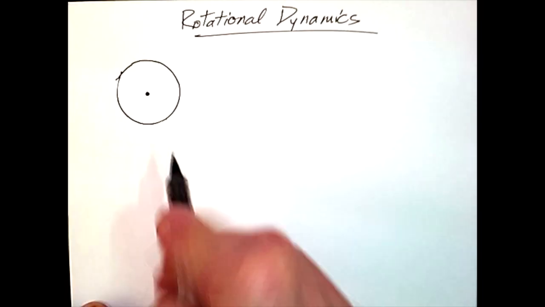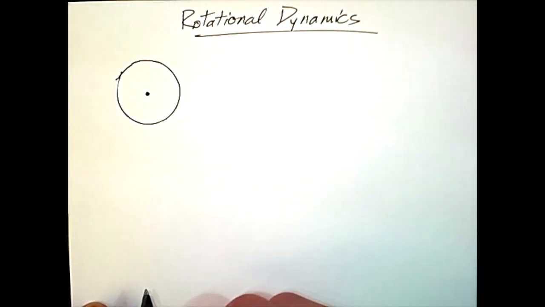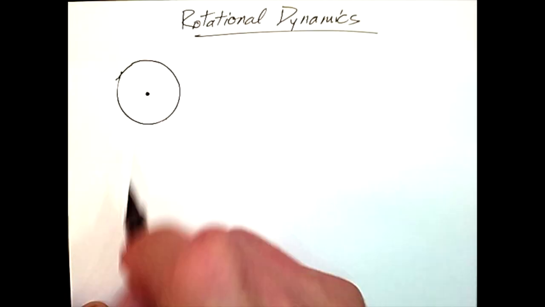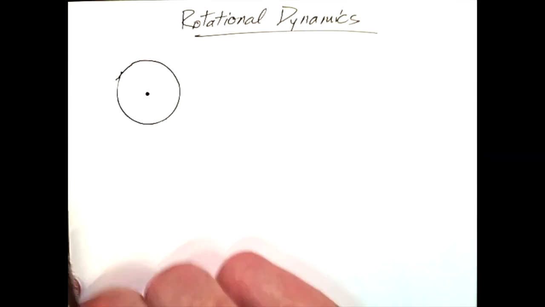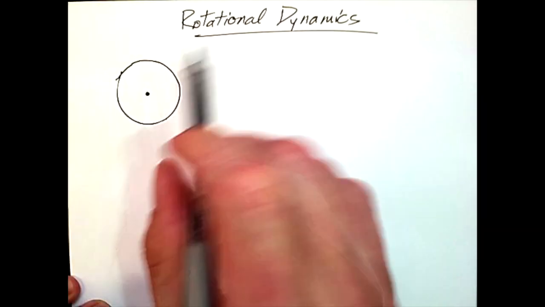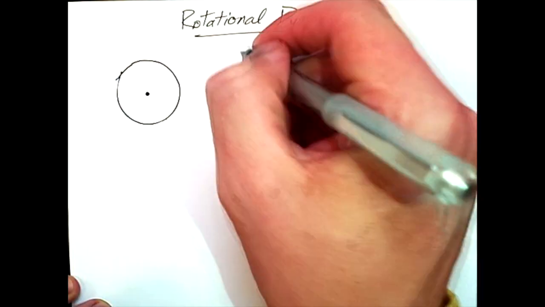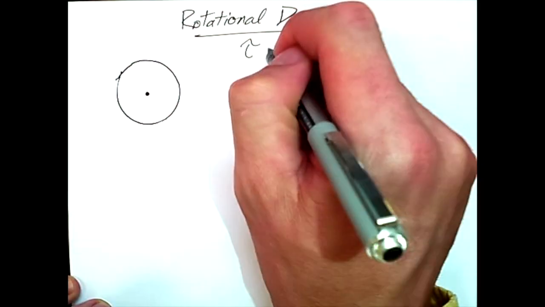Now that we've been able to describe circular motion in terms of angular quantities of rotational velocity, or angular velocity omega, and angular acceleration alpha, we can talk about rotational dynamics. Dynamics is indicating a force causing the thing to do its motion. So in this case, forces that cause it to rotate. We've already seen that torque is the applied force that causes an object to rotate.